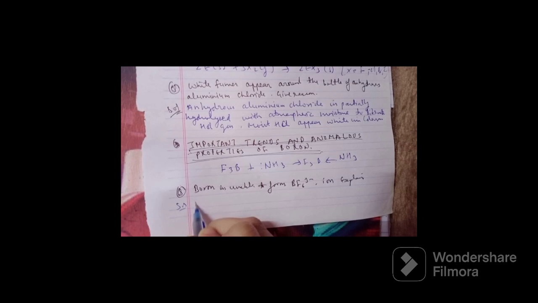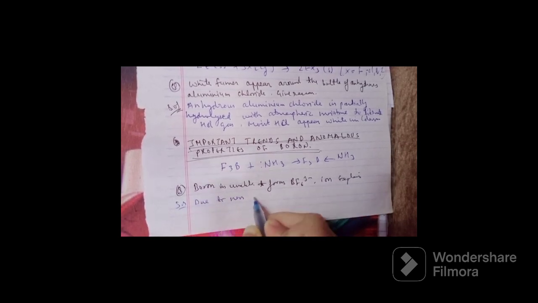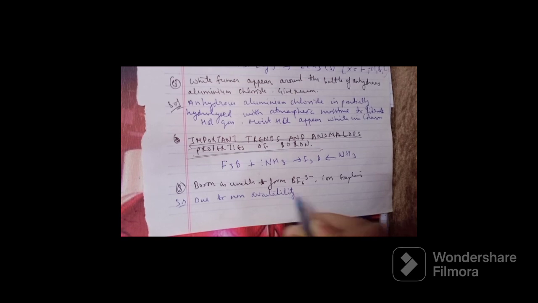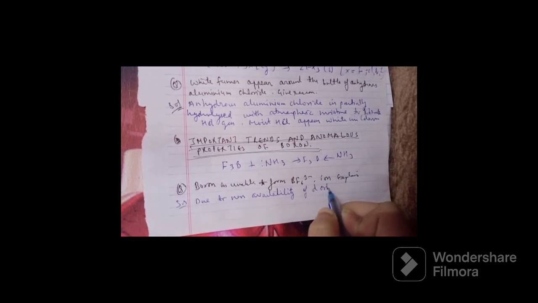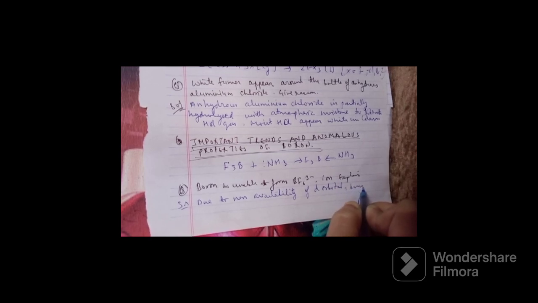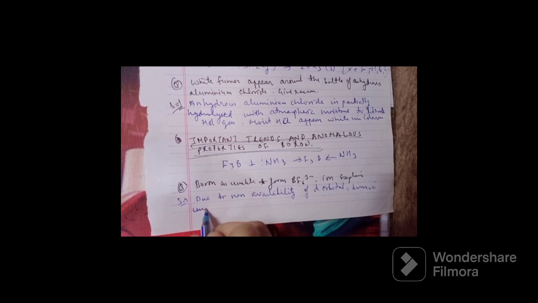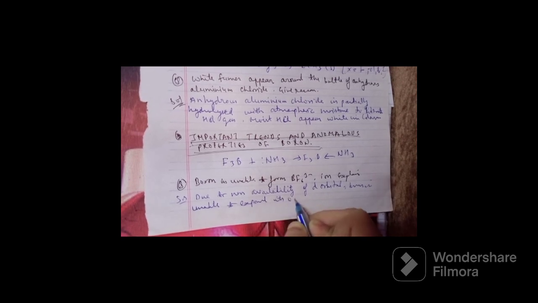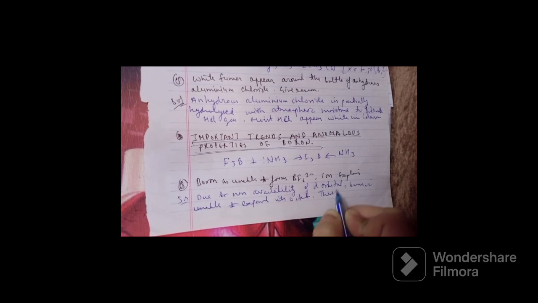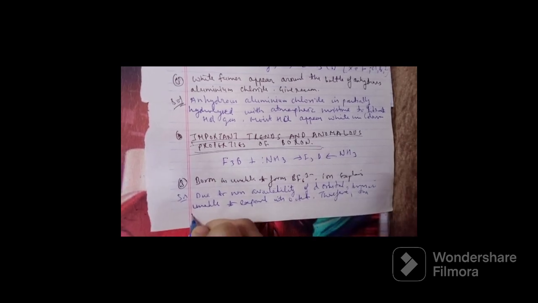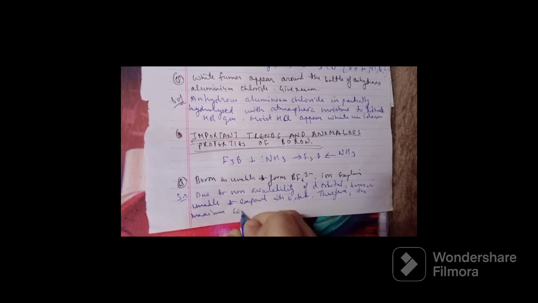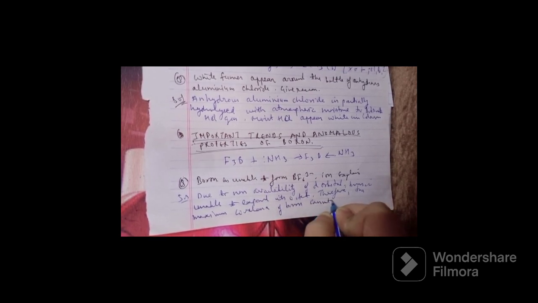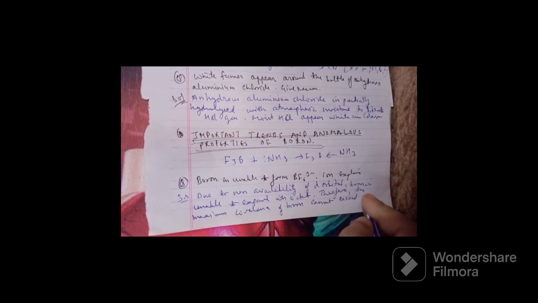So our solution will be: due to non-availability of d orbitals, boron is unable to expand its octet. Therefore, the maximum covalence of boron cannot exceed 4.